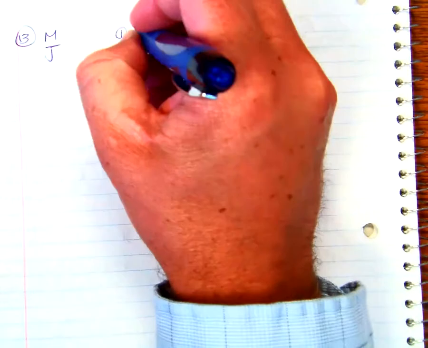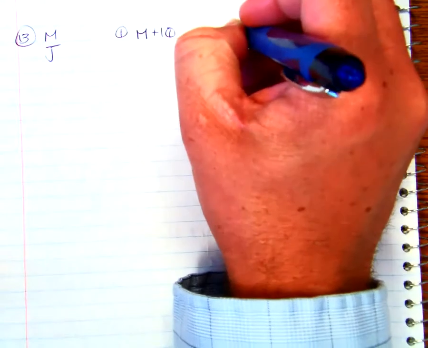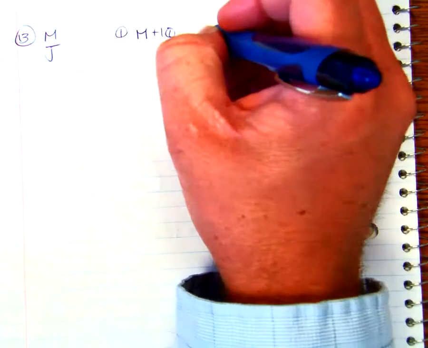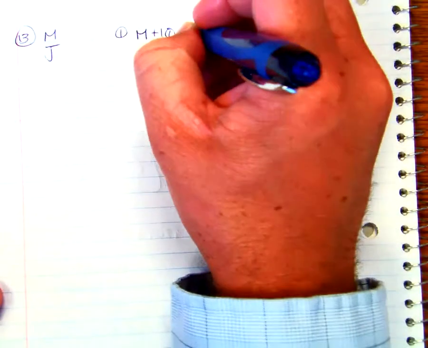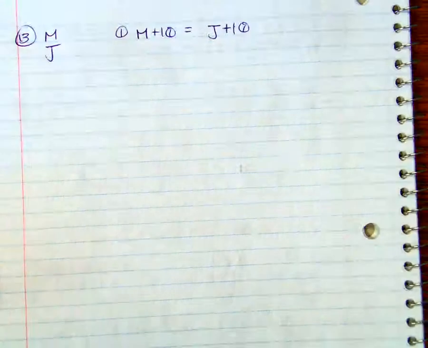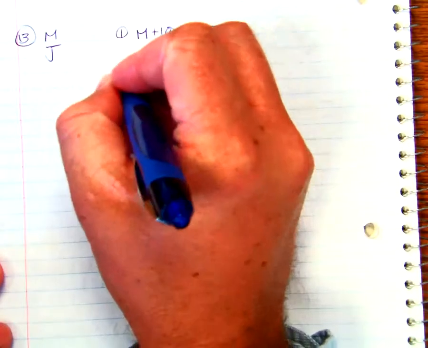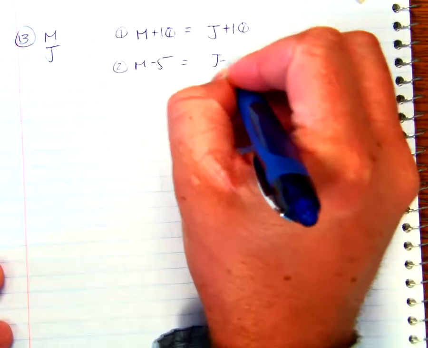So we'll say M is Matt, J is Jeff. Scenario number 1, 10 years from now. So, 10 years from now, Matt, and 10 years from now, Jeff. These are comparisons, right? So we're going to put an equal sign in between. The second scenario: Matt 5 years from now, Jeff 5 years from now.